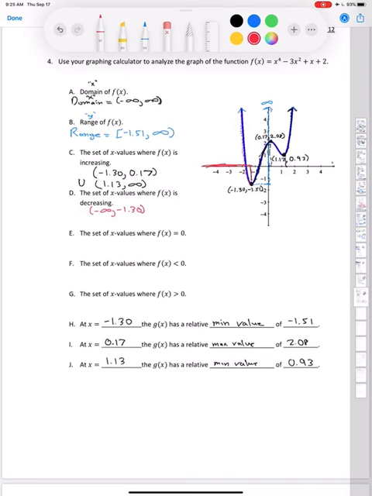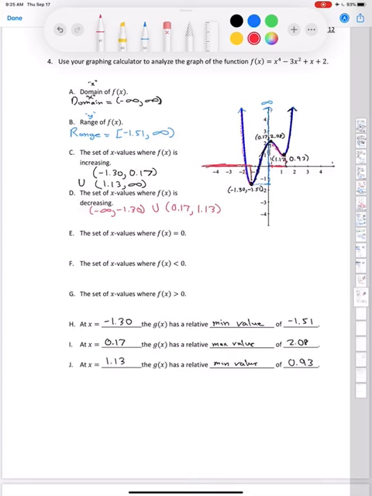Same thing happens as you look between 0.17, between the max point and that final min point. I'll highlight in red. The graph's also going down, or decreasing in value. So there's a second decreasing interval. So writing that in interval notation, all x values greater than 0.17 and less than 1.13 would be our second decreasing interval. So we've done our increasing and decreasing. So that's the behavior of that graph.